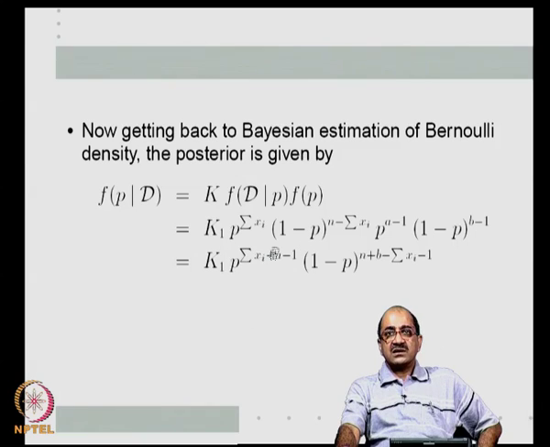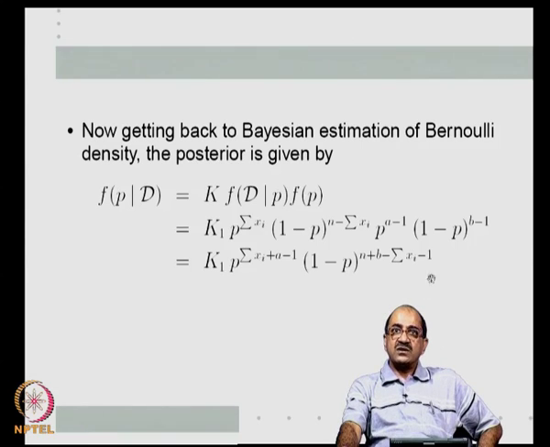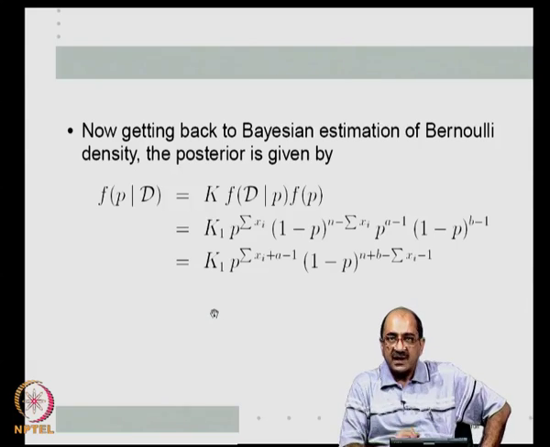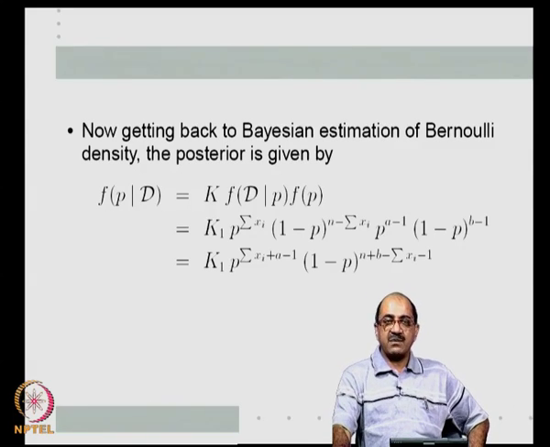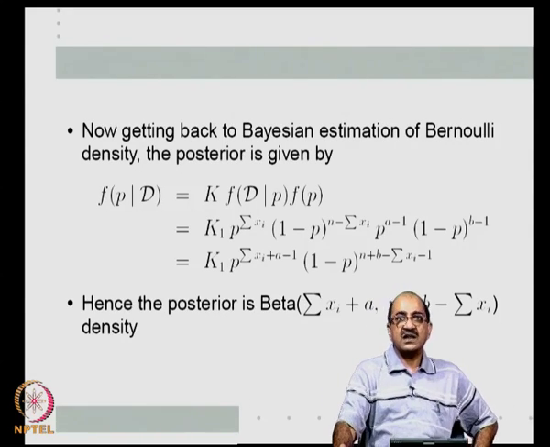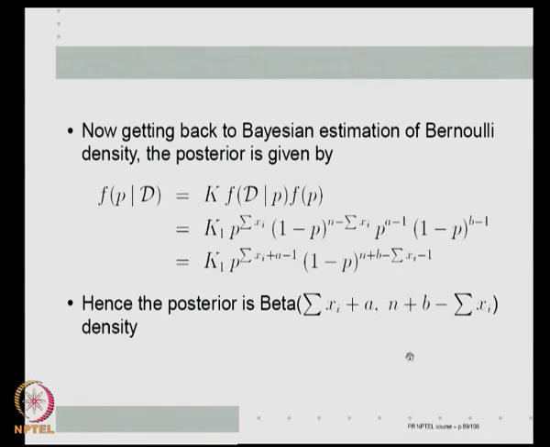So, what is this k1 times? If I gather together all the p terms, I get p to the power summation x_i plus a minus 1, 1 minus p to the power n plus b minus summation x_i minus 1. So, this is once again a beta density. The only thing is the parameters have changed. We started with the prior, which is beta with parameters a comma b, then the posterior turns out to be beta with parameters summation x_i plus a and n plus b minus summation x_i. So, the posterior density happens to be beta.